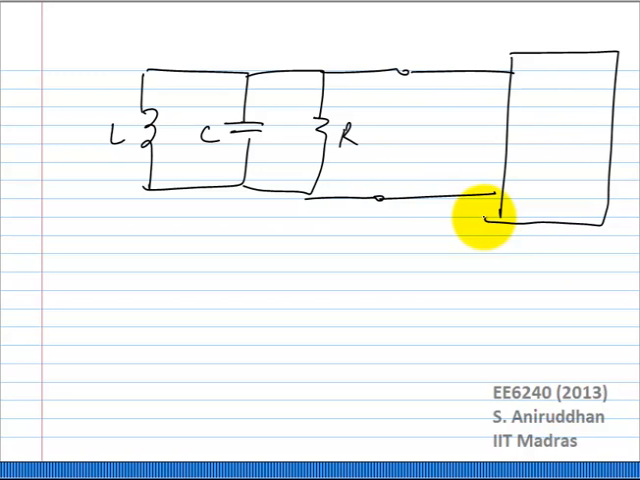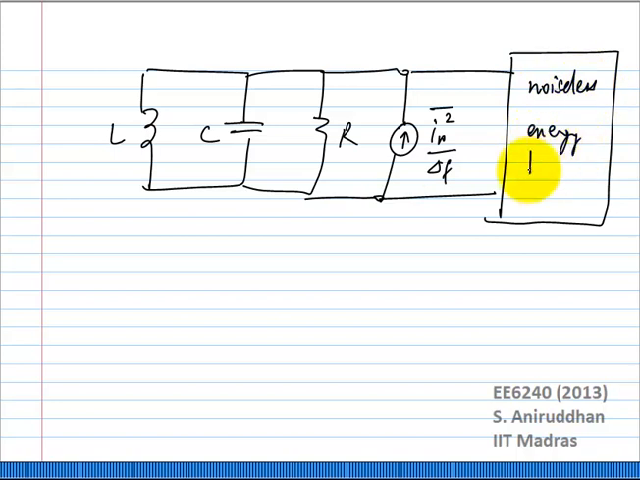However, what we'll also do is say there is some noise represented by some I_N squared by delta F, which is being fed into the RLC tank. And we'll say this is a noiseless energy transfer block. So for now, we'll pull out the energy.